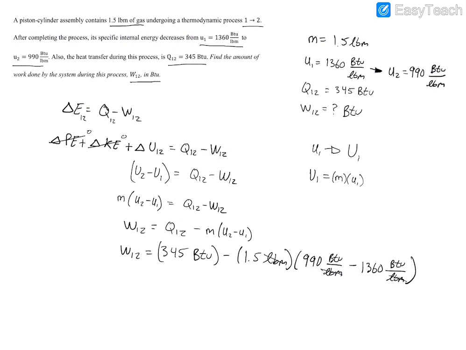After you plug this into your calculator, you'll have that the work, W12, is equal to 900 BTU. And because that number is positive, a positive 900 BTU, we know that the work is done by the system.